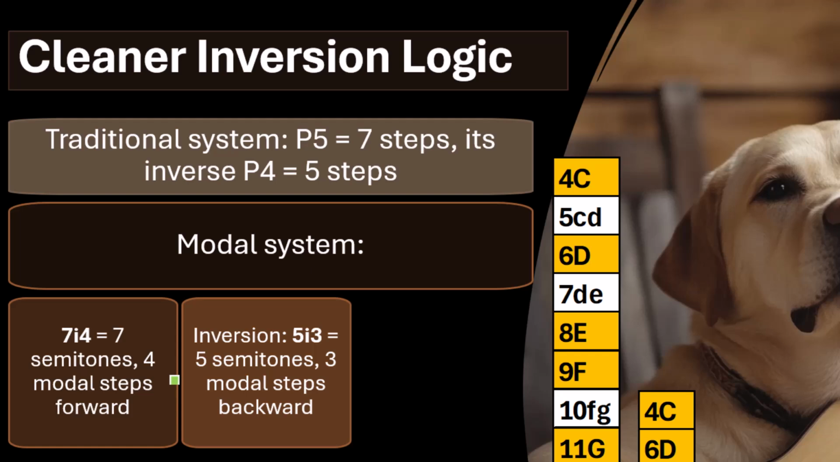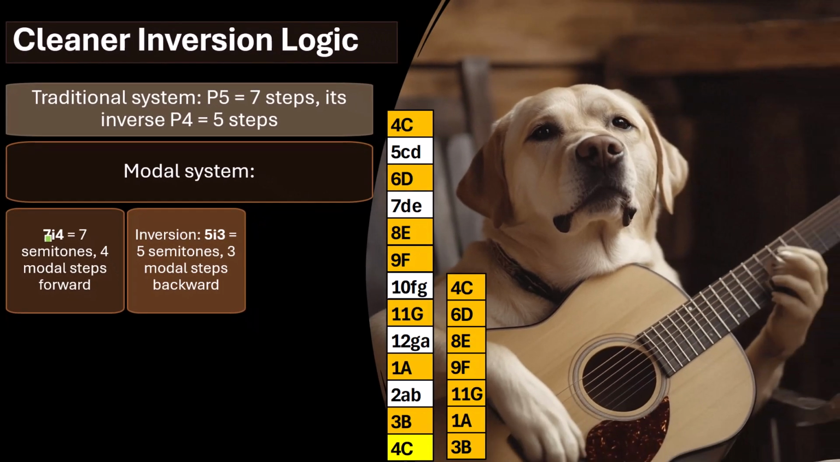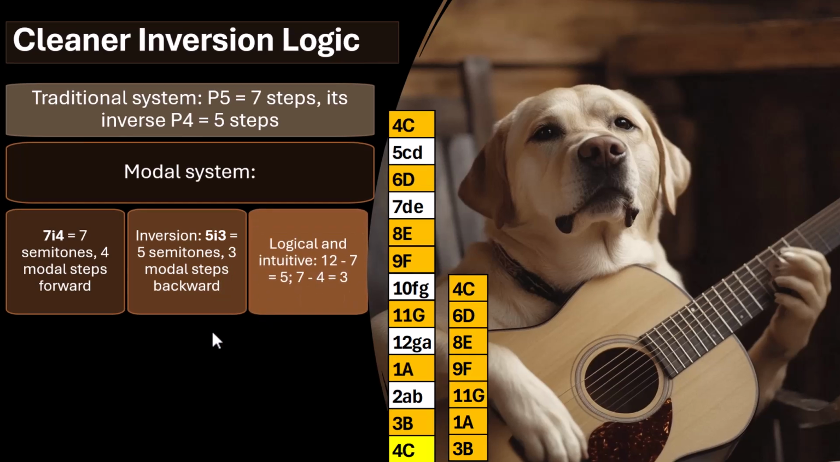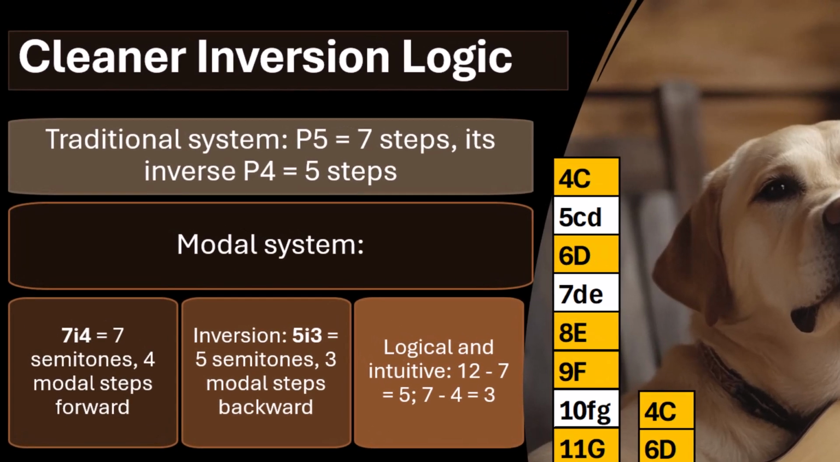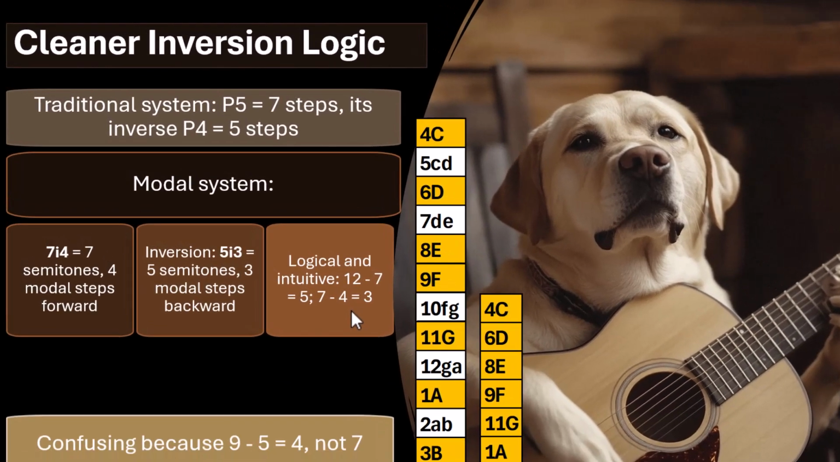So the inversion makes perfect sense, because I can just say that's like going around the block that has 12 locations, and 12 minus 7 would be 5. So the inversion would be 5 from the Ionian, and the 4 would be 7 locations around the block, so 7 minus 4 would be 3. So a 5I3: 5 semitones, 3 modal steps backward. The logic and intuition is right here: 12 minus 7, and then 7 minus 4.